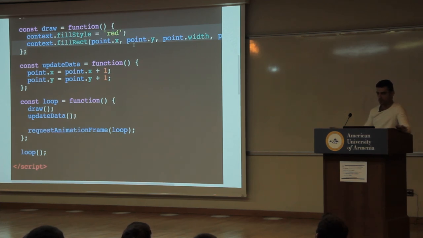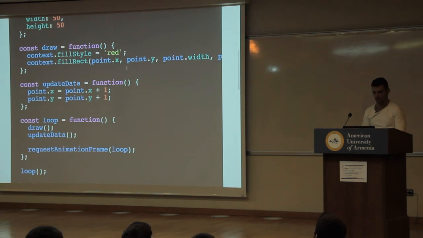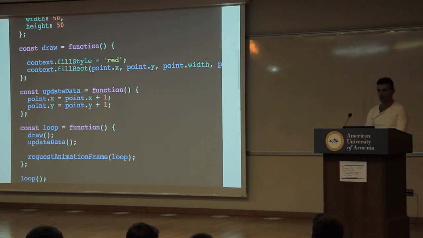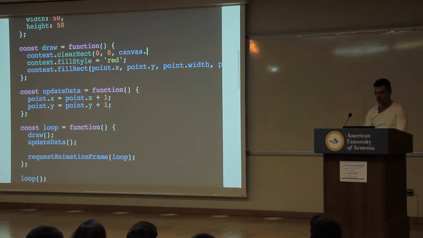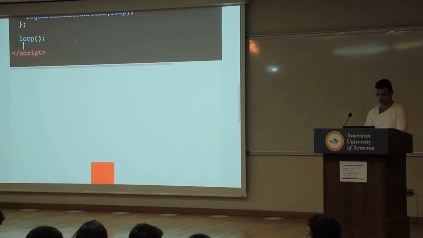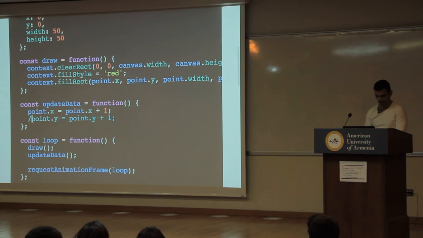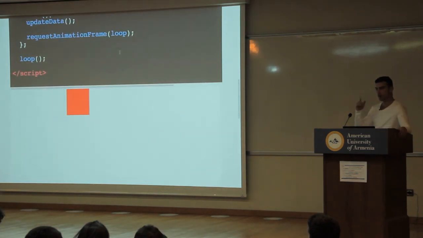Now, how do I make it so that it's not the straight line? I just want the box to go. Right. So at the top of my draw, let me erase the previous frame. So context.clearRect(0, 0, canvas.width, canvas.height). Wow. Now, look what happens. Actually, let's only change the X. Watch.